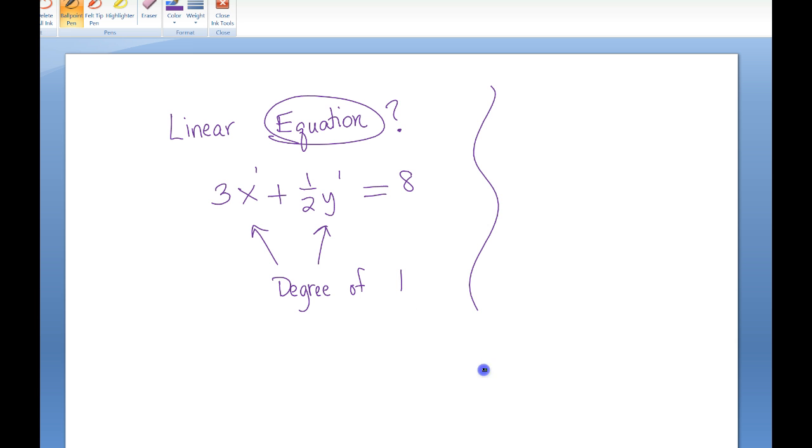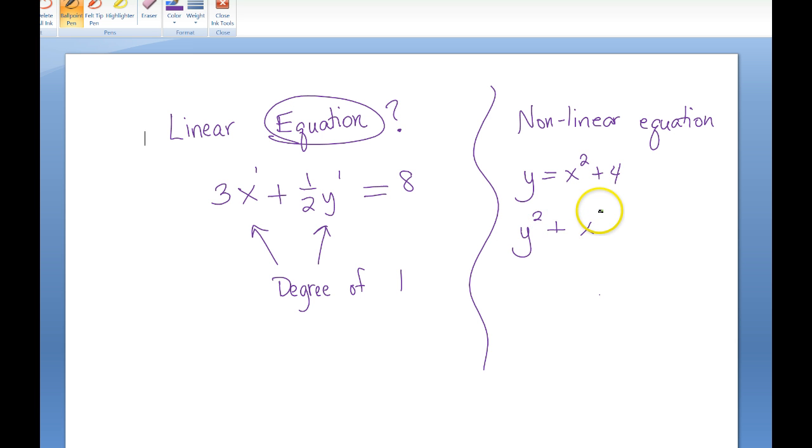So that means non-linear equations could have like an x squared, like maybe y equals x squared plus 4, or y squared plus x to the third equals 7. These are not linear equations because they have a power. Anything that has an exponent with a variable is nonlinear.